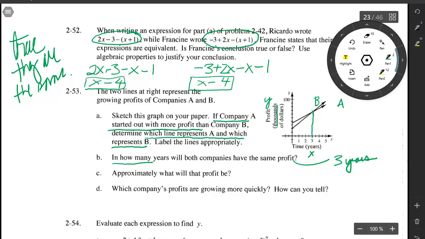Approximately what will that profit be? Take that same piece of paper and line it up. It looks like it lines up nicely over here. So, ooh, that doesn't look very nice. Let's try that again.